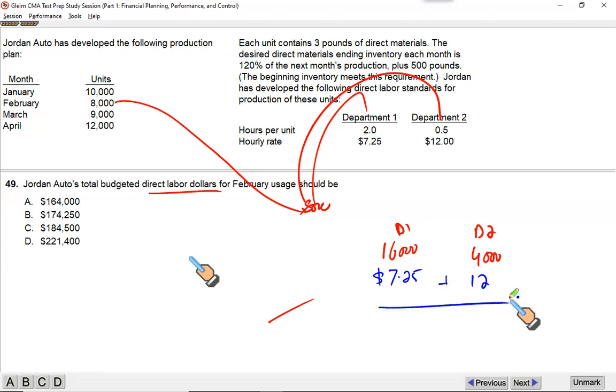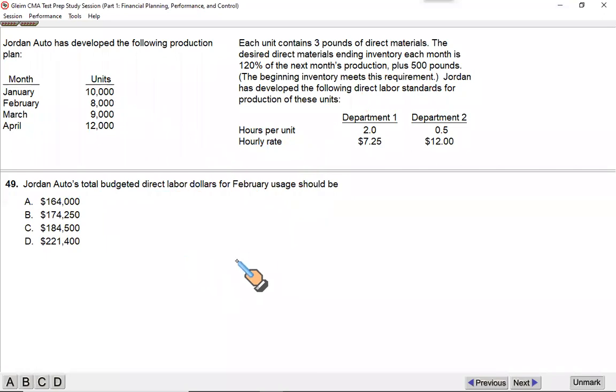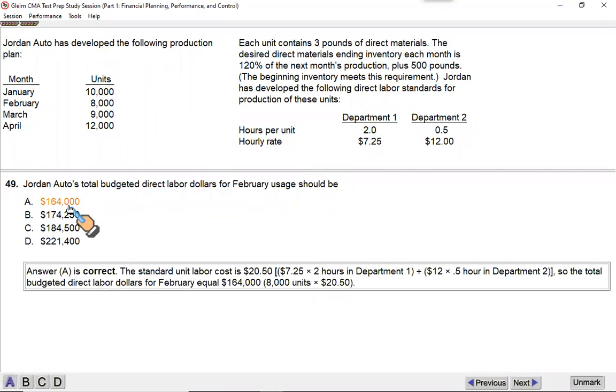So I'm going to do just that: 16,000 multiplied by 7.25 plus 4,000 multiplied by 12, that gives me 164,000. Correct, absolutely, got it right. So $164,000 is the direct labor budget for February, and it matches perfectly with your option A. Done. Next.